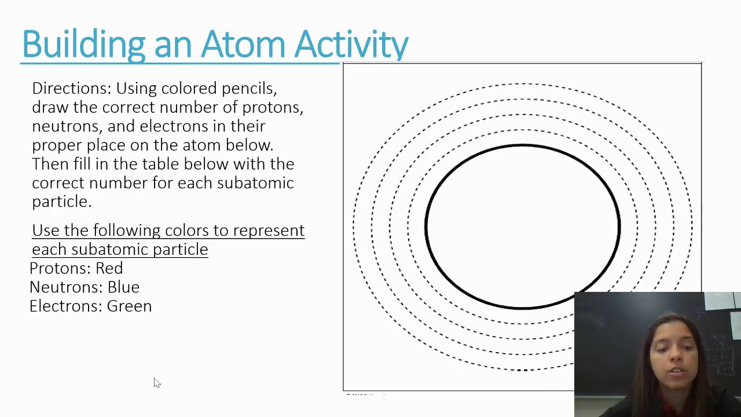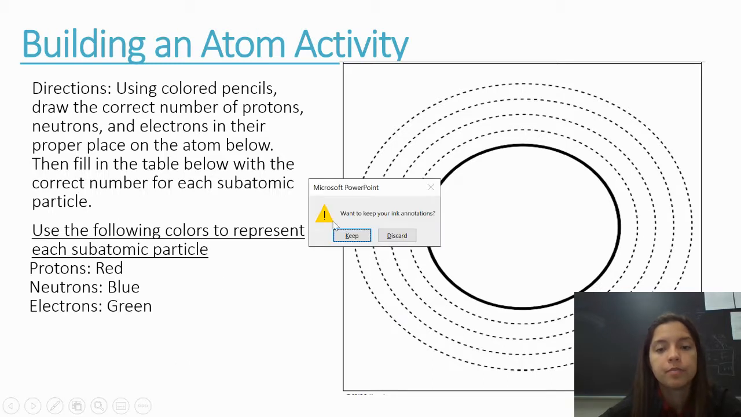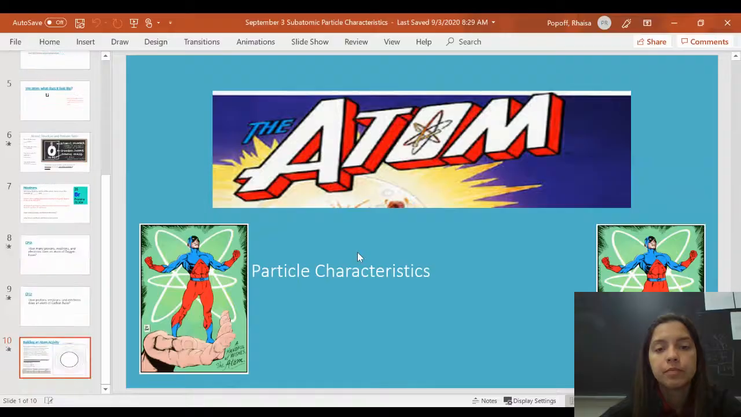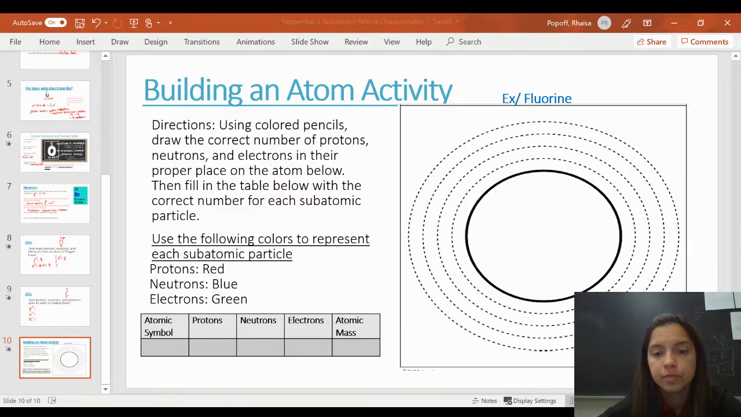Okay, so I'm going to actually try to open the Word document to show you. Okay, so let me go back to Canvas. Here's the activity that you're going to click on. Like always, you're going to download it, and you're going to save it when it opens up to your chemistry folder.